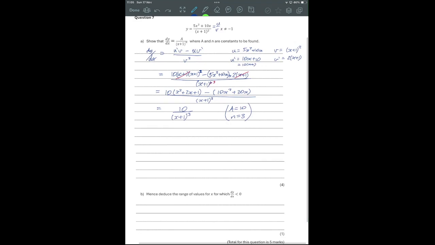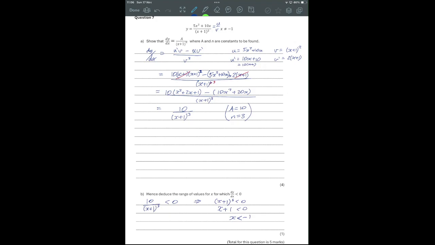Okay, part B. Hence, deduce the values of x for which the derivative is negative. So I'm trying to solve 10 over x plus 1 cubed is negative. Well, if a fraction is negative, either the numerator is negative or the denominator is negative, not both. So that means that we have to have this denominator being negative. A cube is negative only if the original is negative. So this is when x is less than -1.